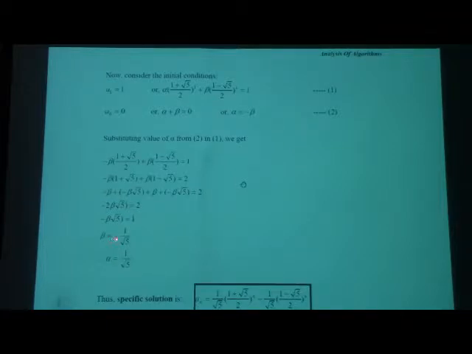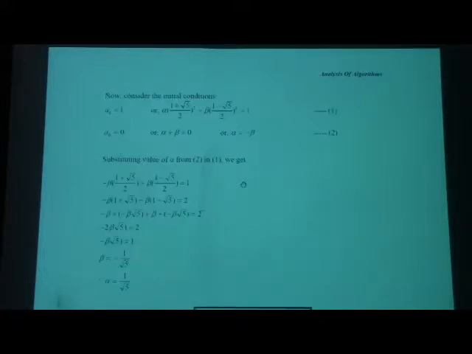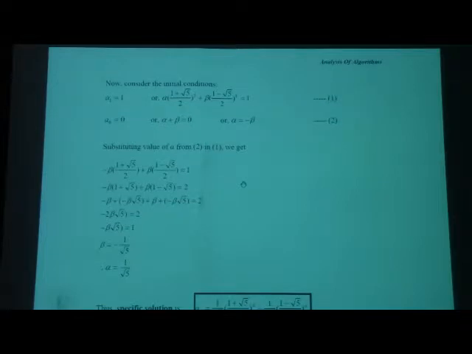Okay, actually it's negative, right? So therefore, alpha will be the opposite of that, positive 1 over the square root of 5. So now, from my general solution, where alpha and beta were unknown, now we know alpha is 1 over radical 5, and beta is negative 1 over radical 5. So we can put them in an order like this.